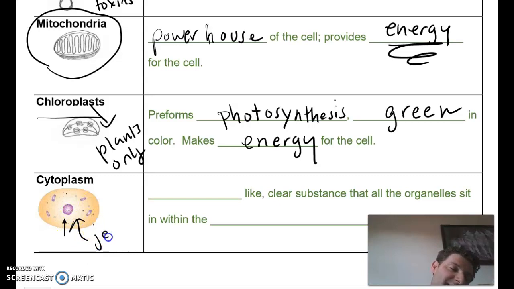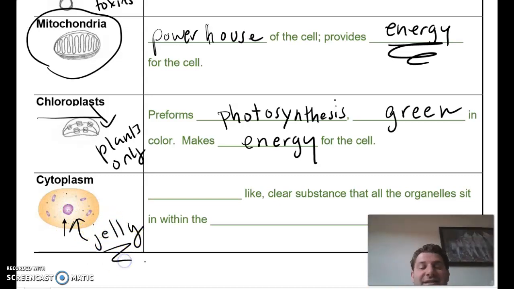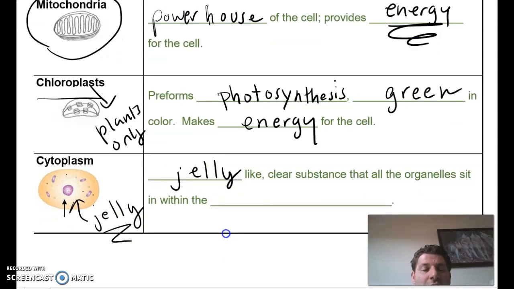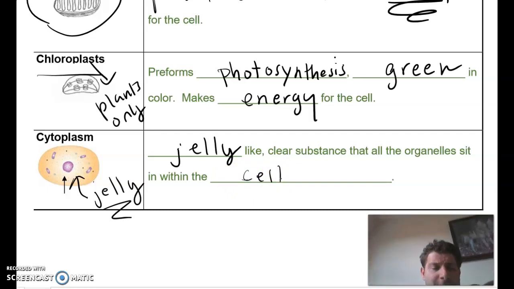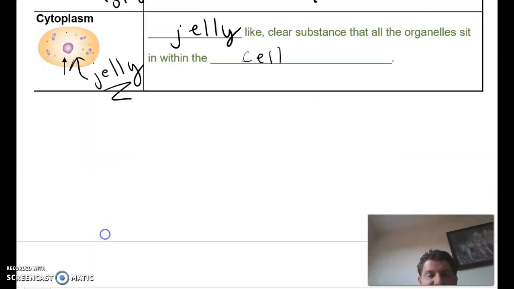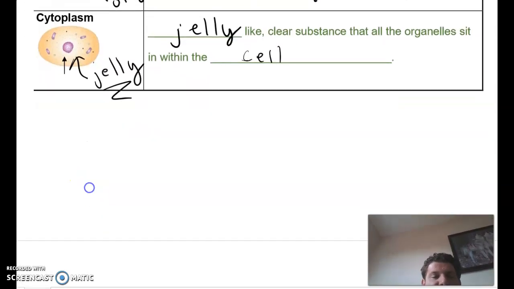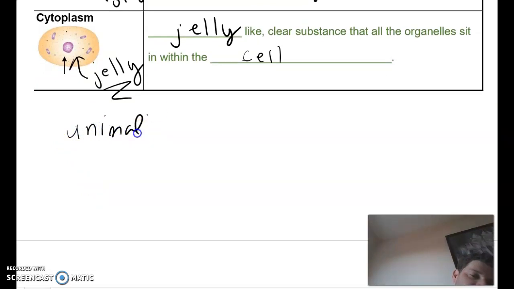Then the cytoplasm is all the stuff around it. That's like the jelly-like stuff. You guys know what jelly is a consistency of, okay? So it's jelly-like. The clear substance that all organelles sit in within the cell, okay? So please follow along. Fill in these notes as you get them. Is that all of them? Yep. And mostly realize that I have showed you animal and plant cells.